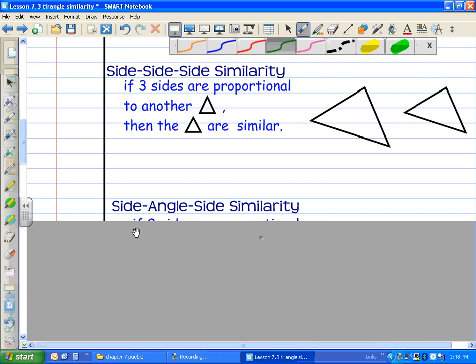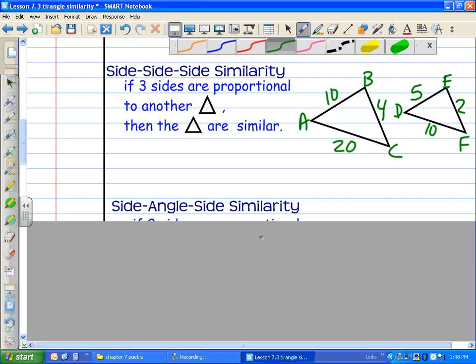So, for example, I'm going to label these DEF and then ABC. Let's say from A to B it's 10, and we'll say D to E over here, I'm sorry, is 5. Let's say that A to C is 20. So we'll say D to F is 10. And then we'll say B to C is 4 here, and over here, E to F is 2.